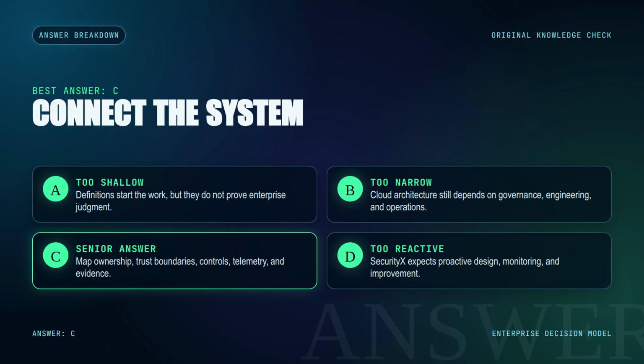The best answer is C. A is useful but too shallow. Definitions are the starting point, not the finish line. B is too narrow. The system is in the cloud, but the decision also involves governance, engineering, and operations. D is reactive. SecurityX expects proactive design, implementation, monitoring, and improvement. C is the senior-level answer. It connects the business decision, architecture, engineering controls, operational proof, and compliance evidence. That is exactly how CAS-005 topics come together.